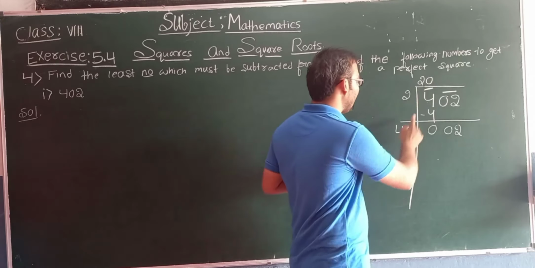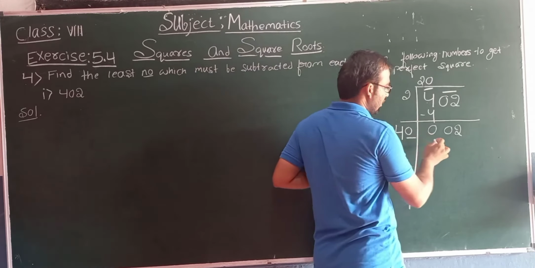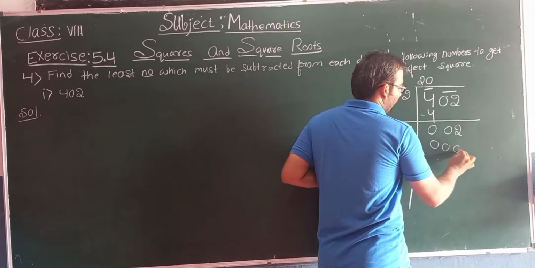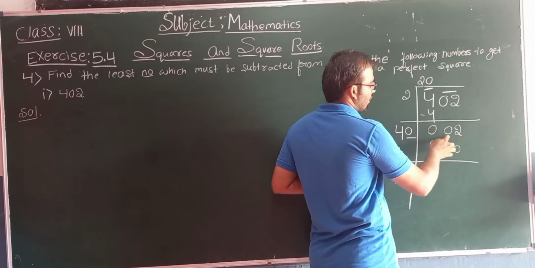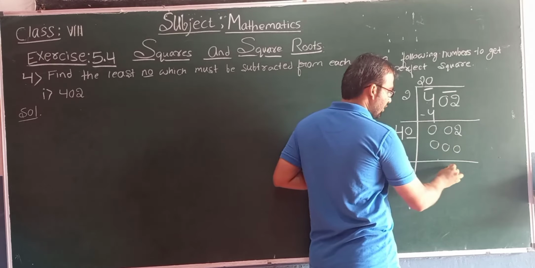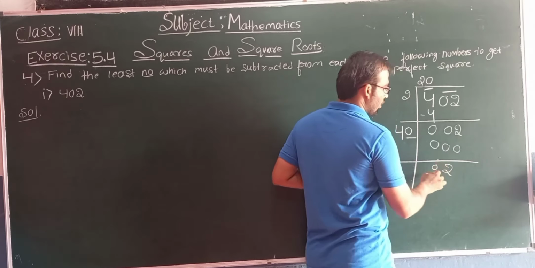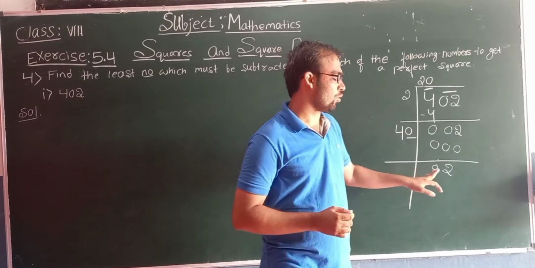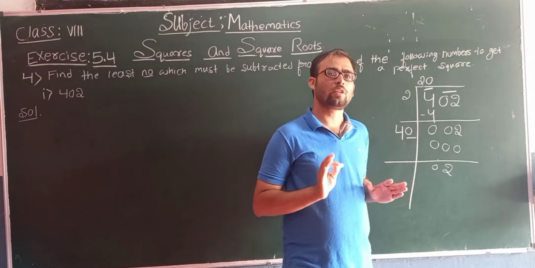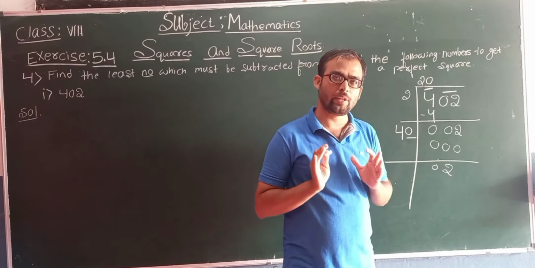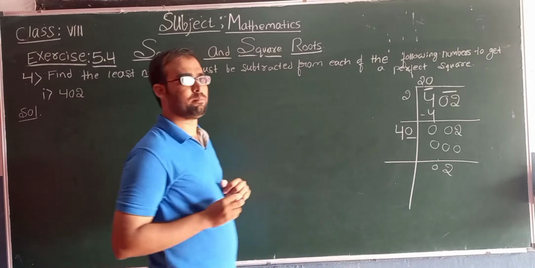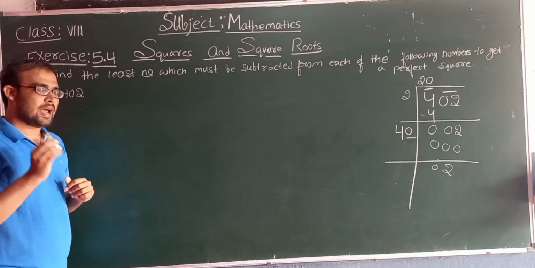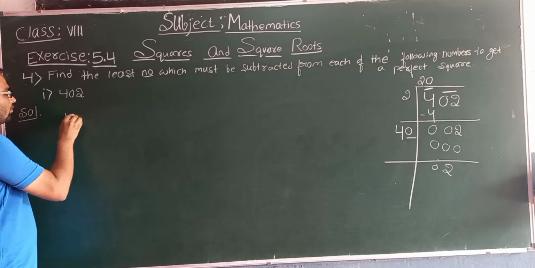Now 40 into 0 we need to consider. 40 into 0 is 0. Now 2 minus 0 is 2 only. So the remainder we have got here is 2. It means we need to subtract 2 from the given number.